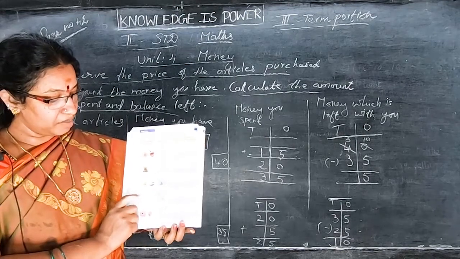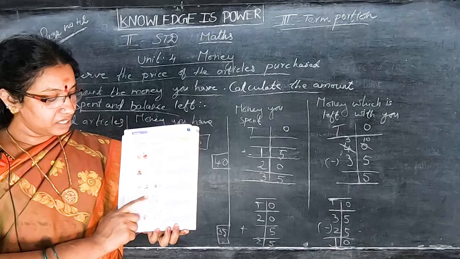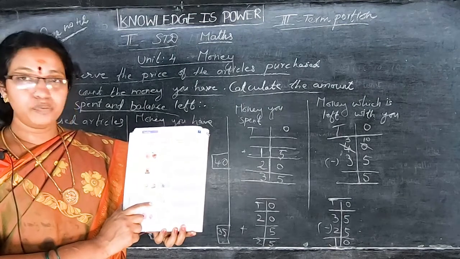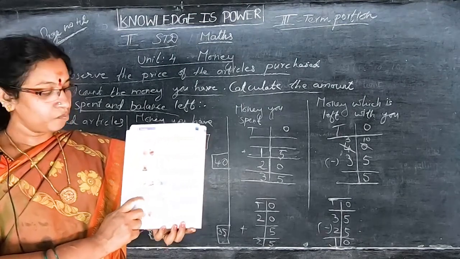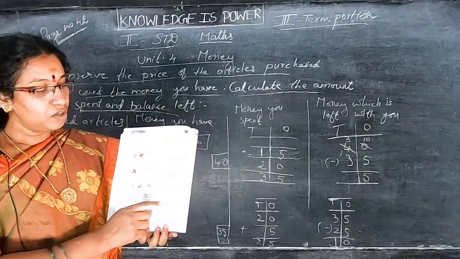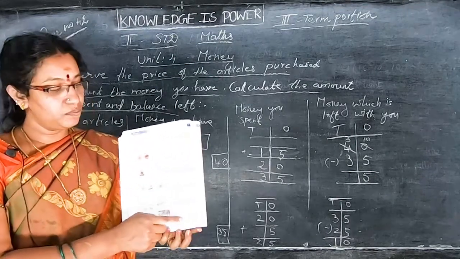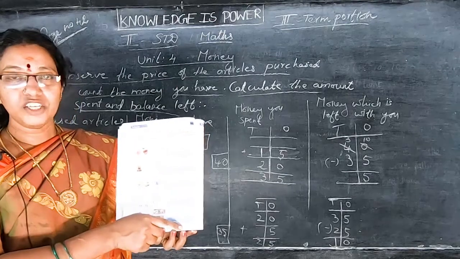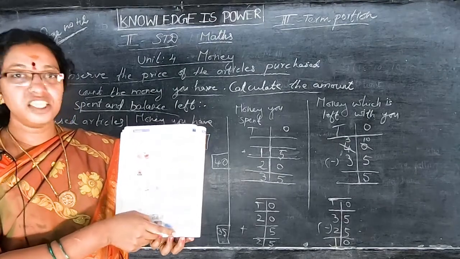See here. Ornament 1, chain is 5 rupees. Another chain is 6 rupees. So 11 rupees. He is having 15 rupees in his hand. So this is 15 minus 11. What answer you are getting, you should do here in this box. See here. Okay, you do this one. First two I did, the rest three is homework for you.